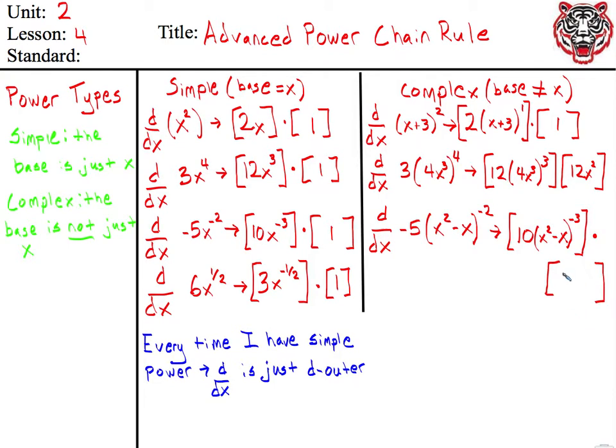What's our dinner? We have 2x, oh wait, 2x minus 1. 2x minus 1. Is that right? Yeah, it is right. 2x minus 1, there's our dinner.